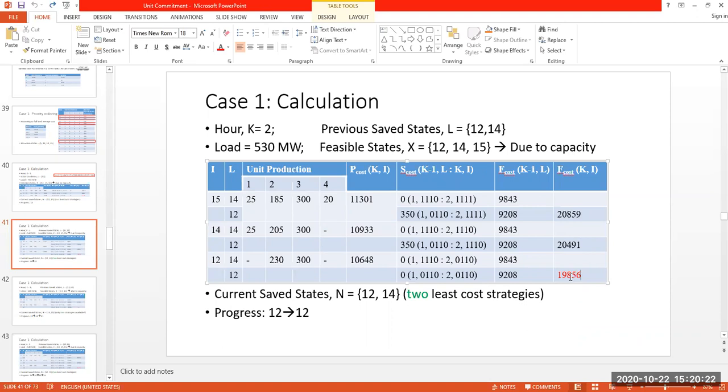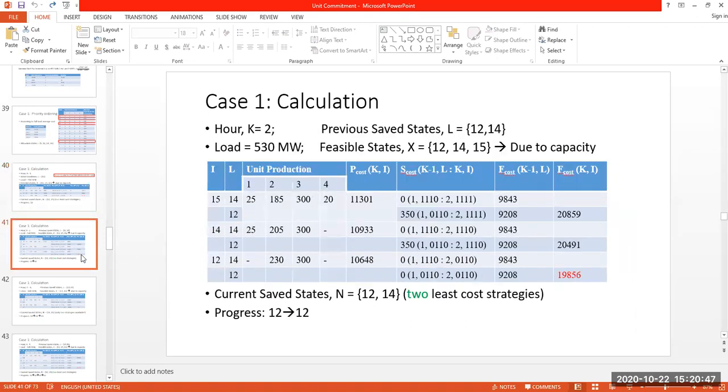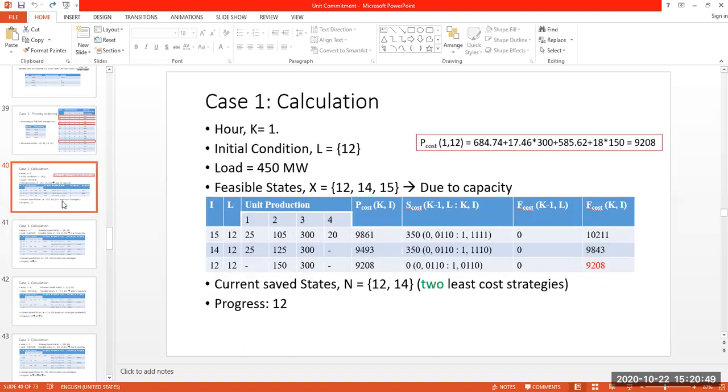Sir, I have a question. Yeah, sure. Previously you said that we have chosen L equal to 12, 14. Yes, we have chosen the two least cost strategies, 12 and 14, because these were giving me the two least among the three available options. These two were the least cost options. If, for example, we had 15 having a lower cost than 14, it means that it will be 12 and 15.